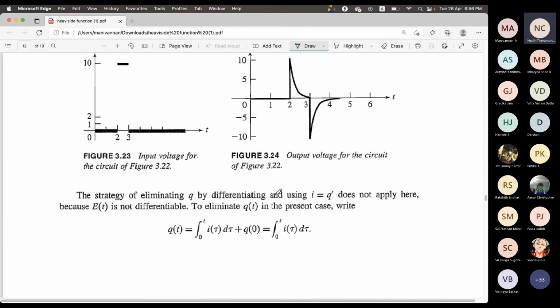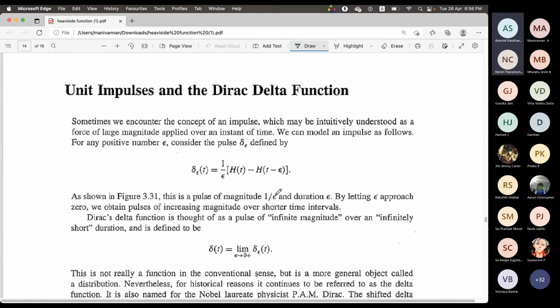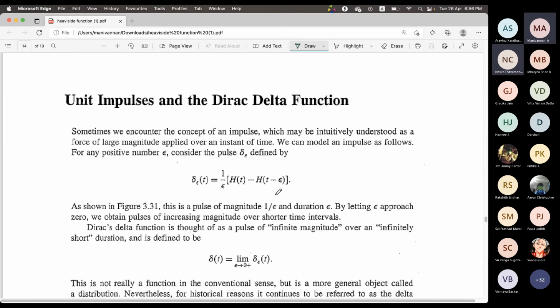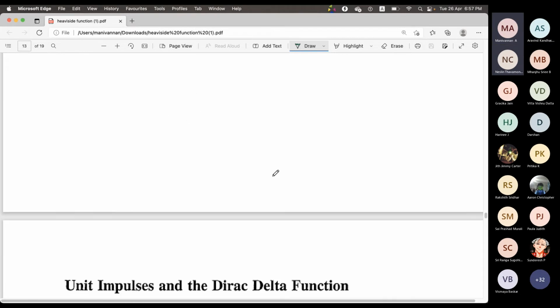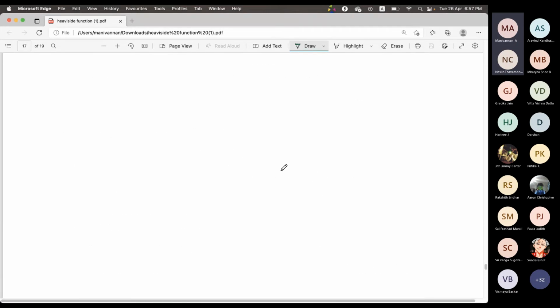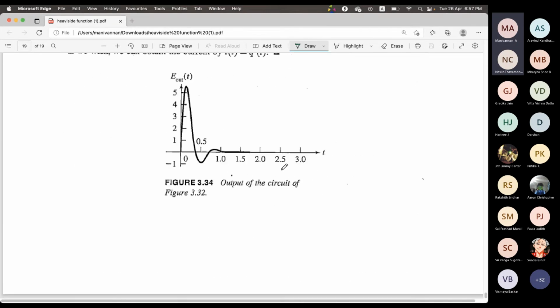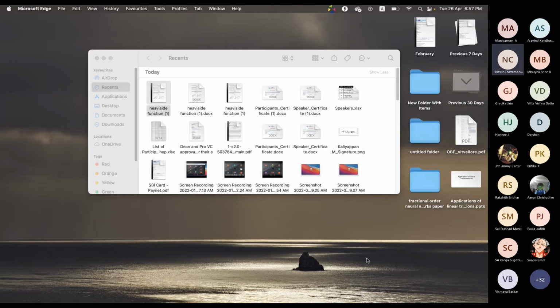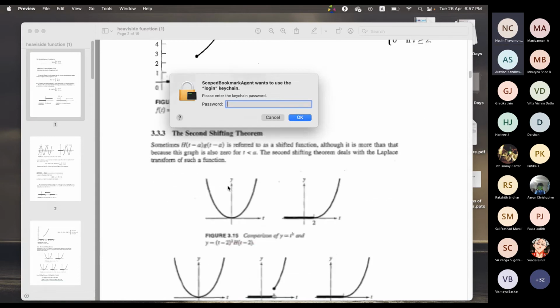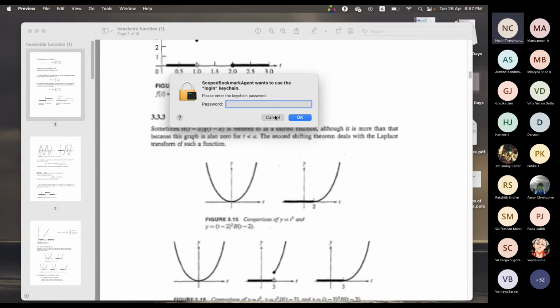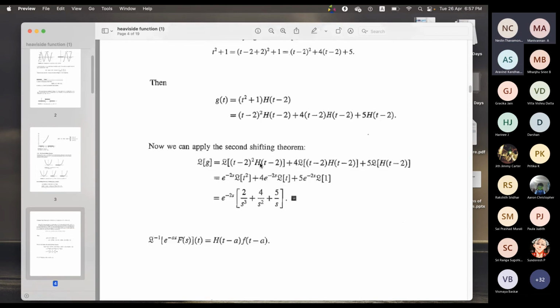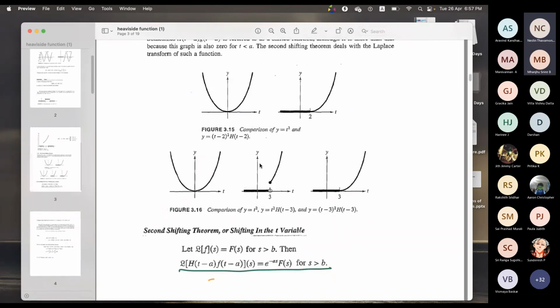Sir, is it clear? Yes, sir. Okay, with this, I will stop. In tomorrow's class, I will start with the unit impulse and Dirac delta functions. The material right now itself I will share. If you have any doubts, please note them, and tomorrow in class we will discuss.